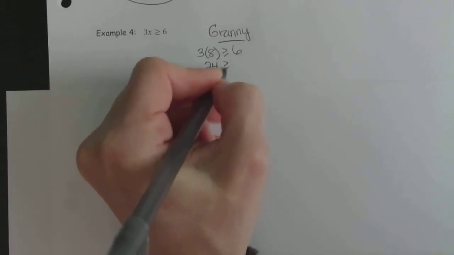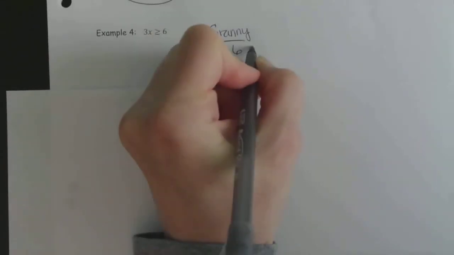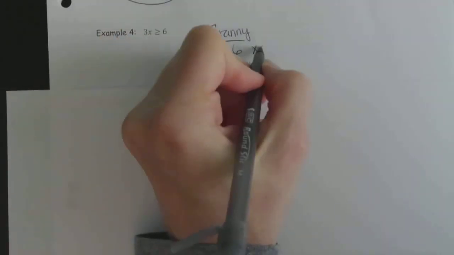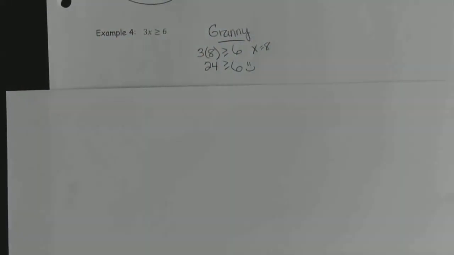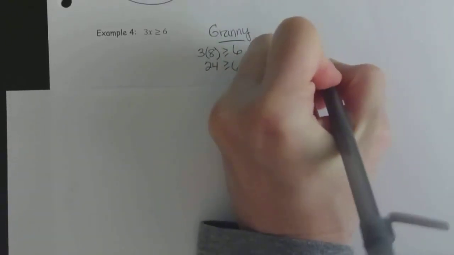Let me see if that's true. Well, that's 24. 24 greater than or equal to 6? Heck yeah, it is. So if x is 8, that's going to work out. But there are other values that Granny could say would work out. For example, 10. 10's going to work.